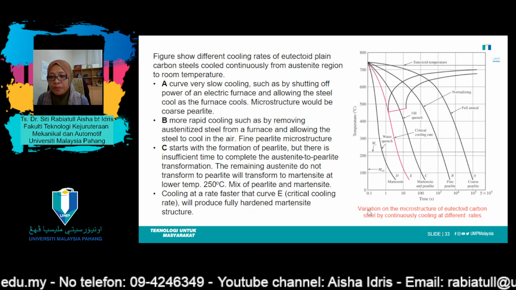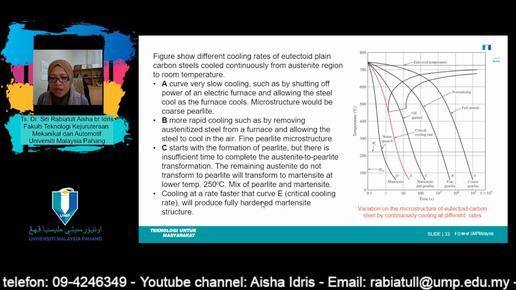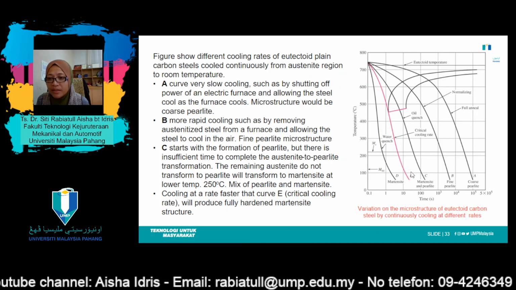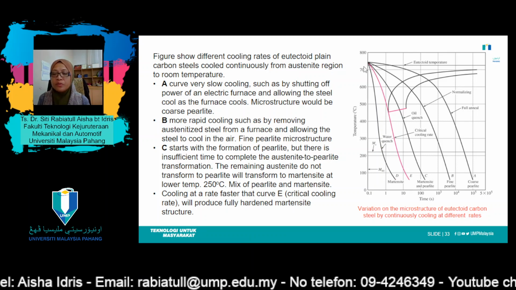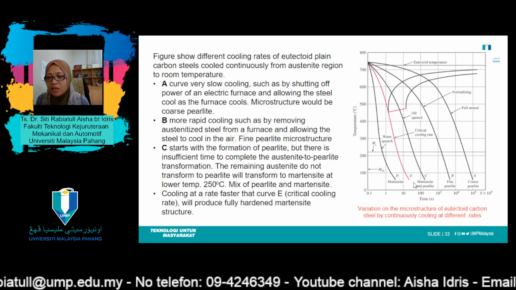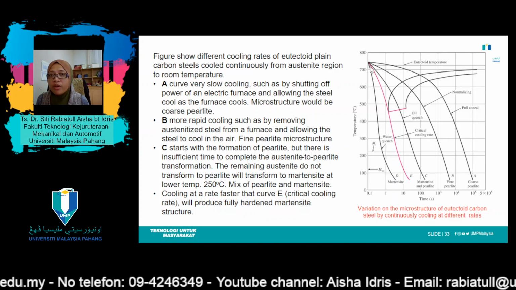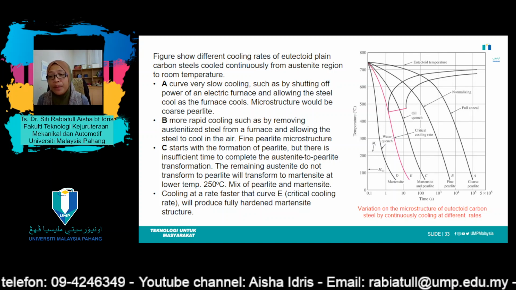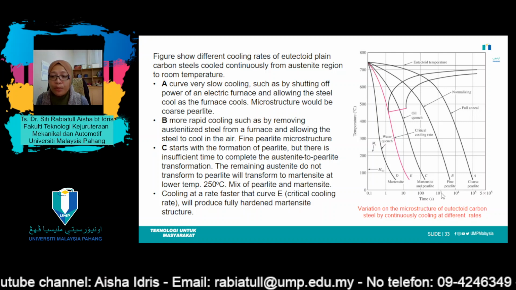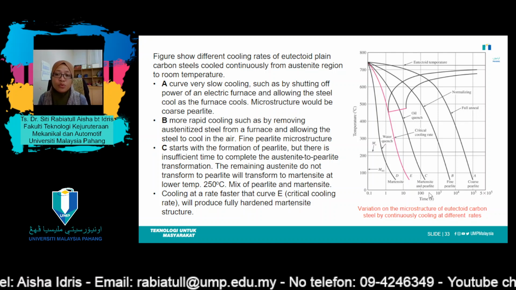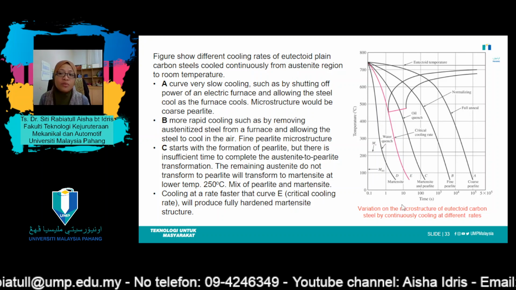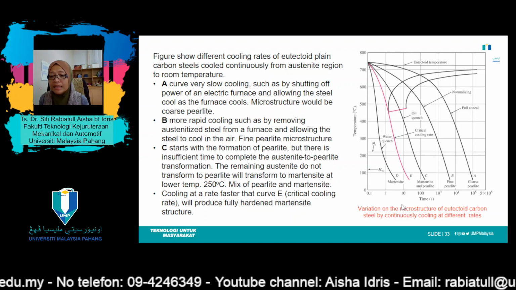Other than that, curve E is a cooling at a faster rate. This one will produce a martensite structure. The same goes for D. From the austenite temperature, faster cooling will produce martensite. However, E represents the critical cooling rate, because if the speed is not fast enough, it will change to line C, whereby it will produce martensite and pearlite. So it has to be as fast as possible, by referring to this graph of temperature versus time, so that we can control the structure that is produced.